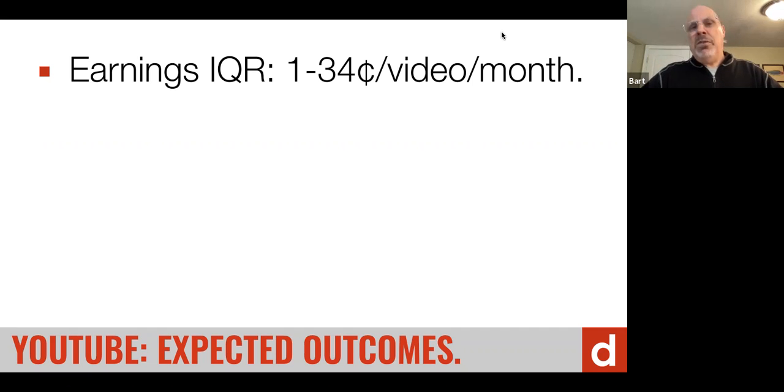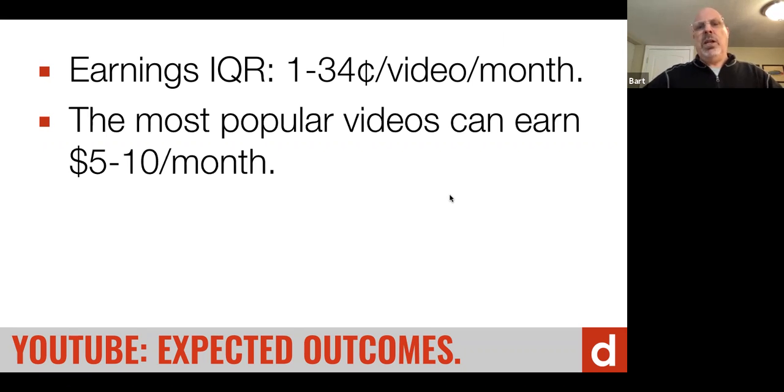The middle 50% makes between 1 cent and 34 cents per video per month. So it's kind of negligible. It's a small amount of money, but when you multiply it times a large number, plus there are outliers. That's just the middle 50%. The most popular videos can earn $5 to $10 a month. I have one that paid $8 last month.